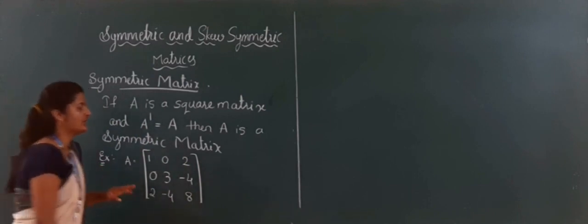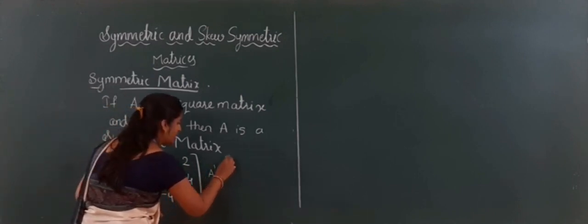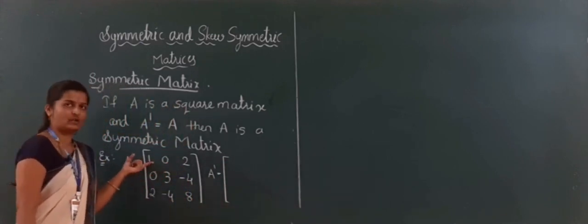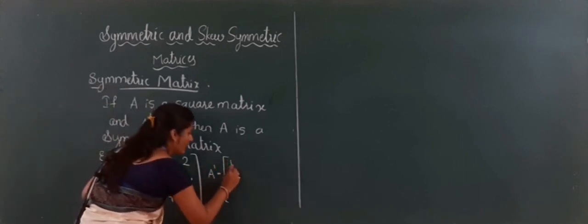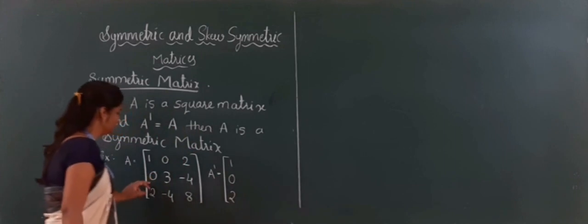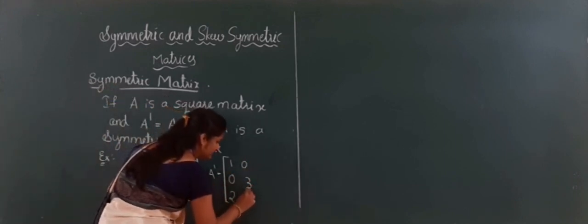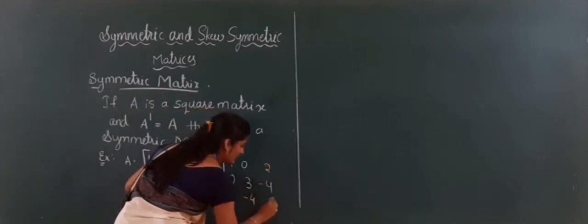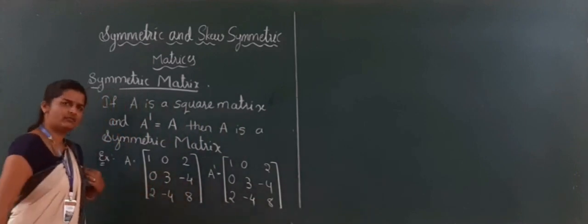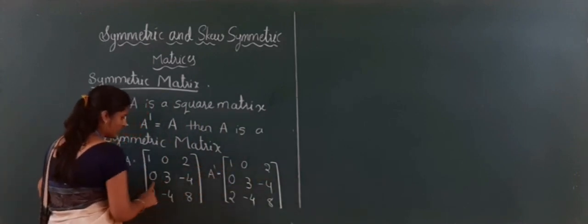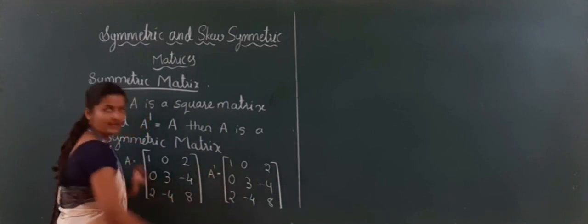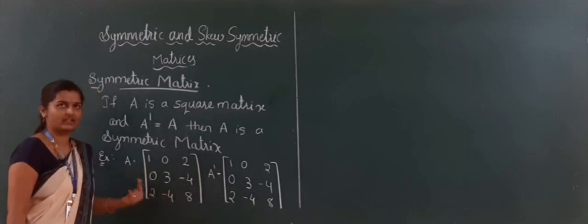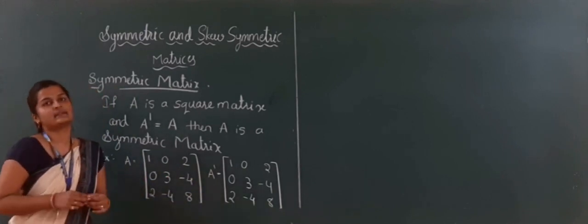Now I will find out the A transpose. How to find the A transpose? As we have studied in the previous video, you have to write the rows as the columns. So what will be the row? 1, 0, 2, I will write it as a column. 0, 3, minus 4. Next 2, minus 4, 8. So see here, both the matrices are equal. Row 1, 0, 2, 0, 3, minus 4, 2, minus 4, 8. So after applying the transpose also, the matrix is the same as the first matrix. So we can say that A is a symmetric matrix.